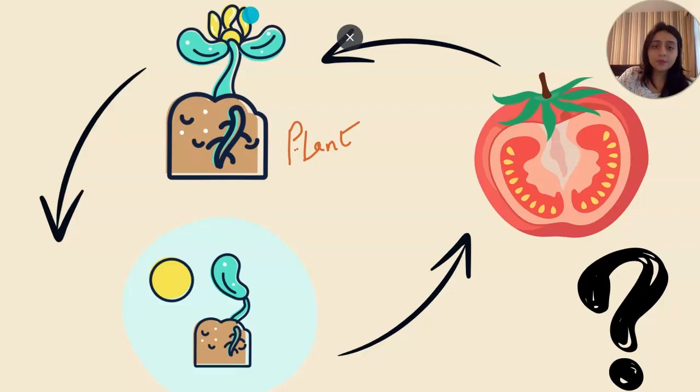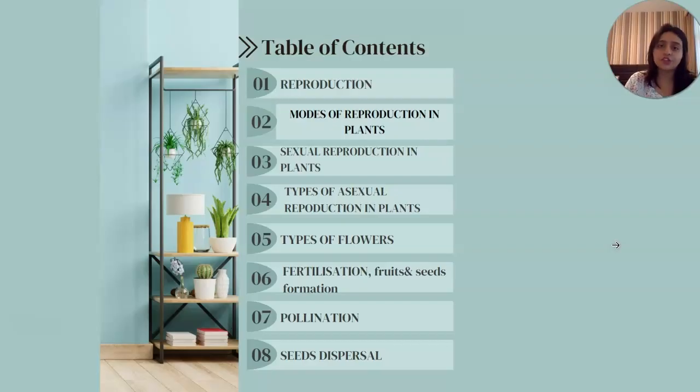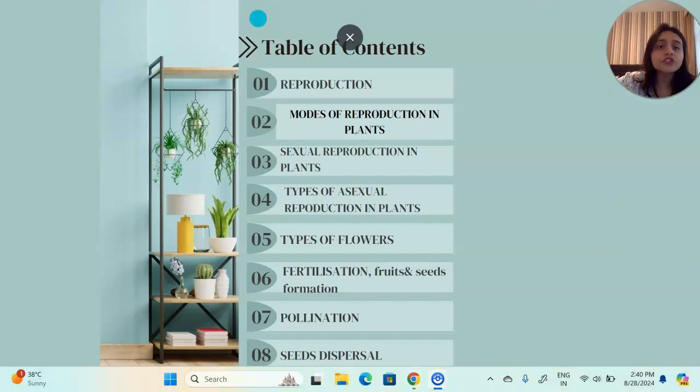Now, in this chapter, we are going to unfold the secrets of how this plant produces the fruit, and how this fruit disperses the seed, and this seed again produces a plant. How do all these processes happen? We are going to study this in this chapter, reproduction. And then slowly we will move on to the modes of reproduction in plants, that is, the different types of reproduction that plants do.